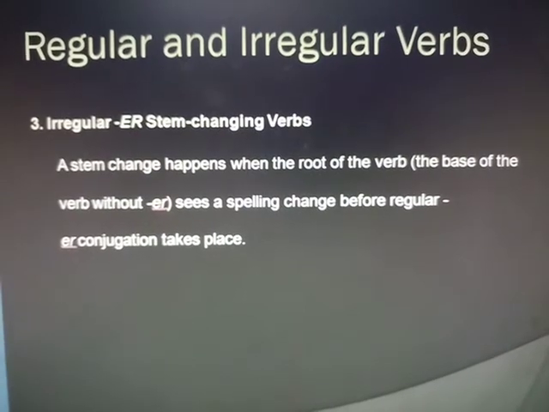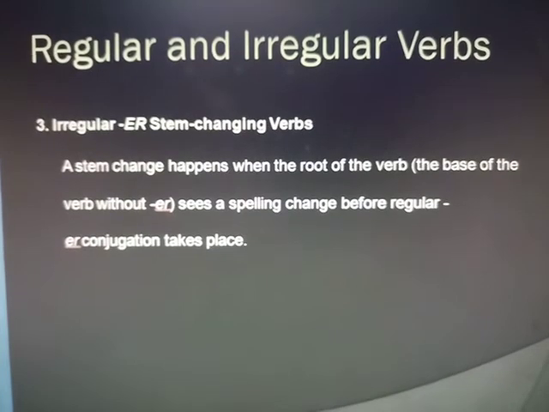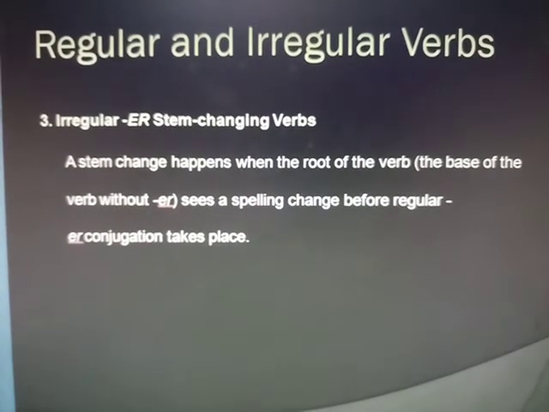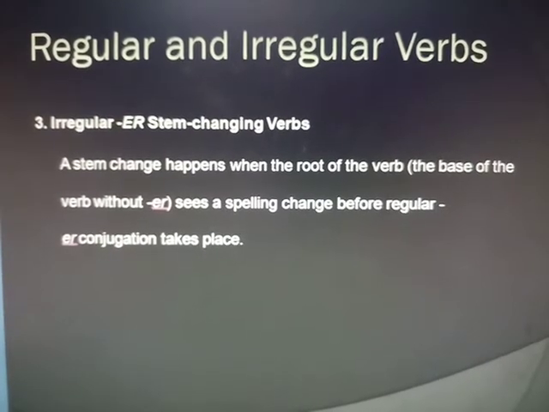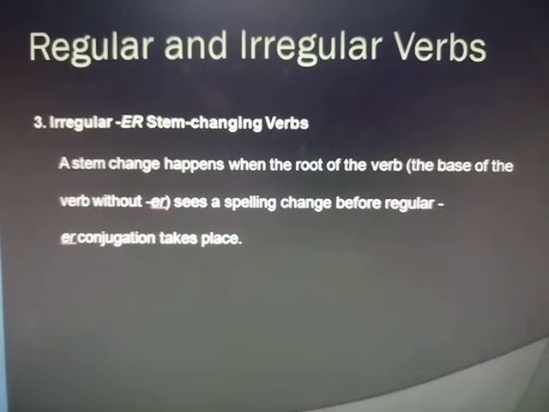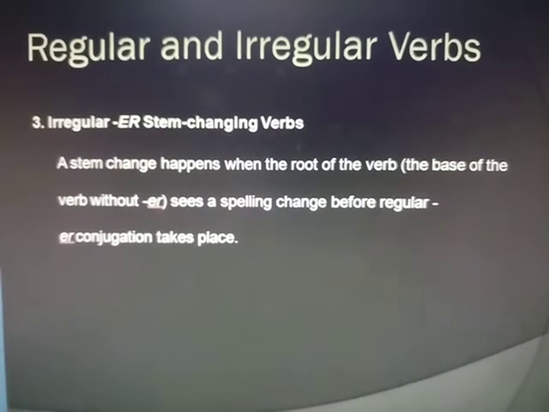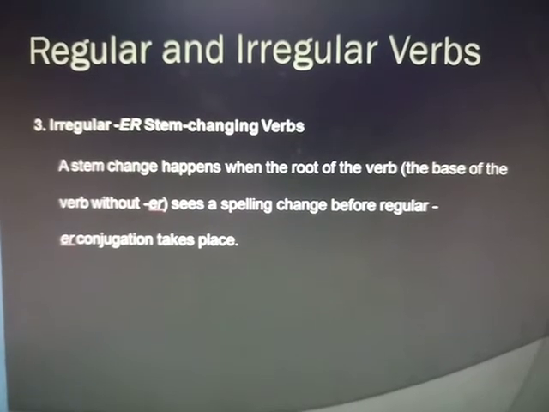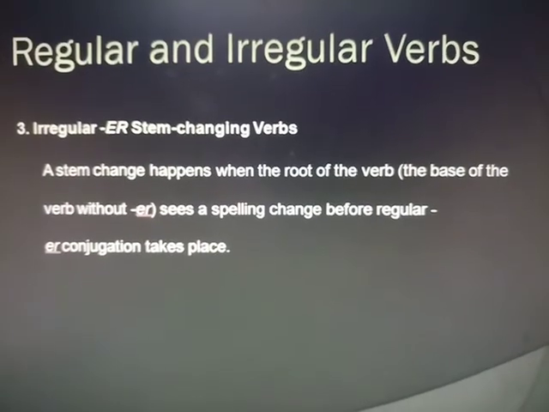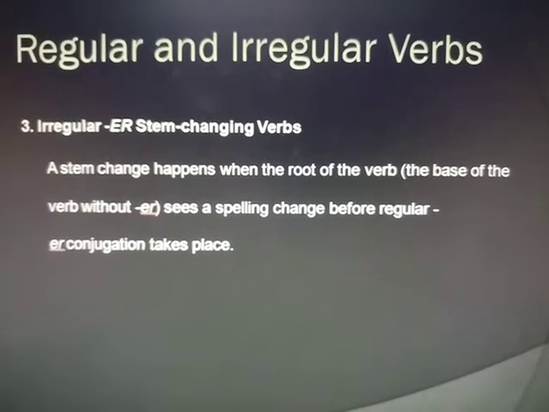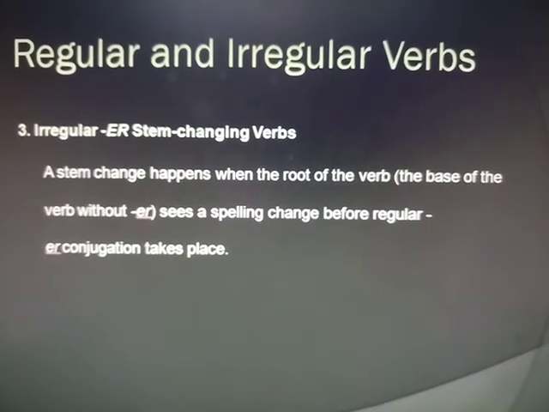Next we have the irregular-ER stem changing verbs. Most ER verbs are regular and follow a set pattern for their conjugation. However, in the case of some verbs, a stem change takes place. A stem change happens when the root of the verb, which is the base of the verb without the ending, sees a spelling change. Then it is called a stem changing verb.